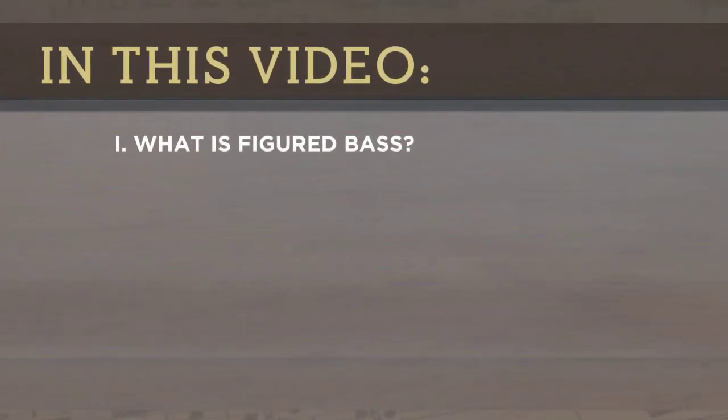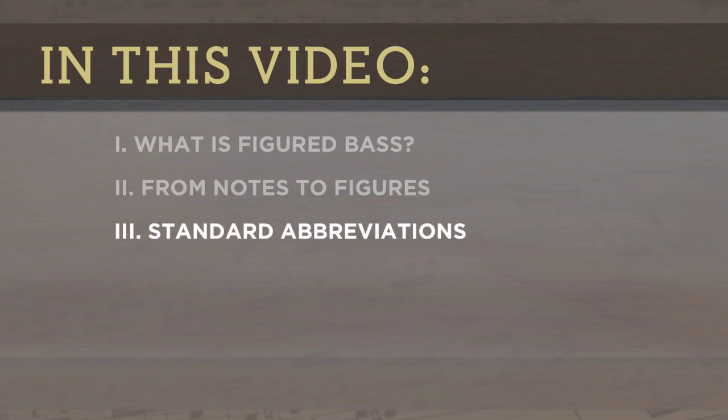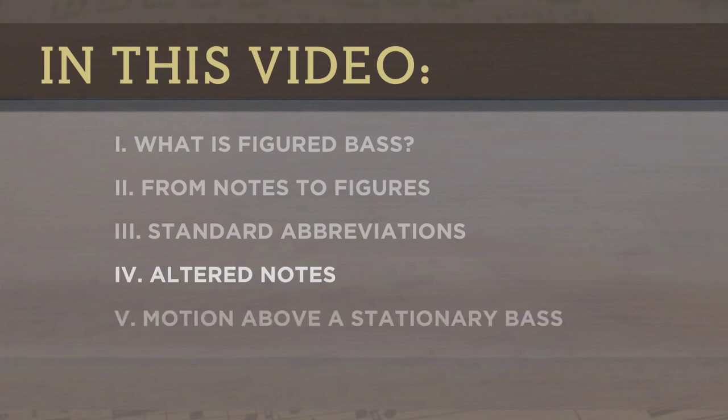First, we're going to ask what figured bass is. We're going to use figured bass to turn arcane symbols under a score into notes that we can hear. Then we're going to work backwards, talking about how we can take a given chord and turn it into figured bass. We're going to talk about the standard abbreviations used in figured bass. We're going to talk about how to alter notes, how to use notes that are not in the key. And finally, we're going to talk about motion above a stationary bass and how figured bass shows this.